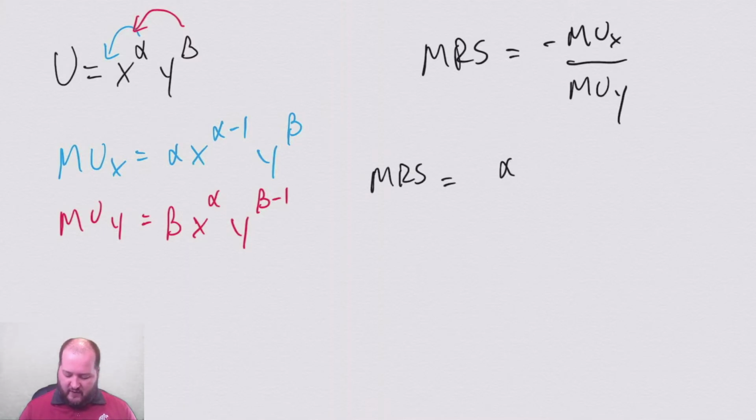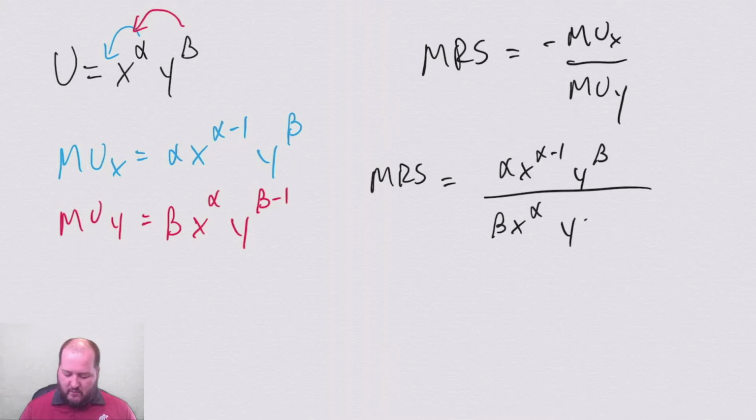So that's alpha x to the alpha minus 1, y to the beta, all of that over beta x to the alpha, y to the beta minus 1. And your negative, don't forget your negative, that's important. Then I can clean this up, I can simplify it. So we are going to have alpha over beta for our first term.